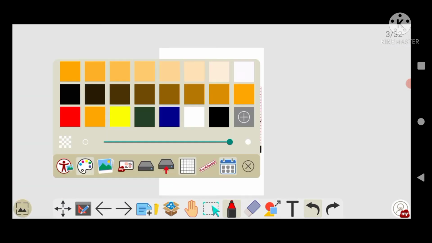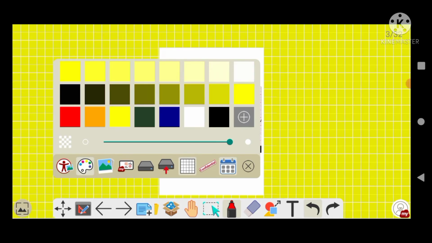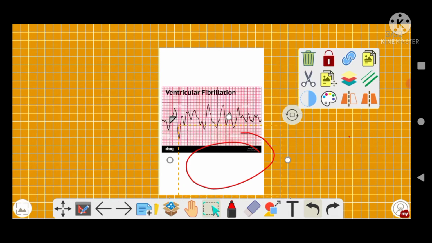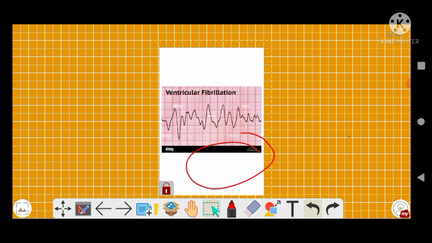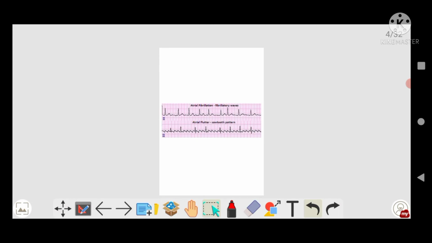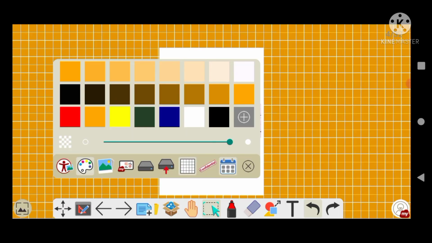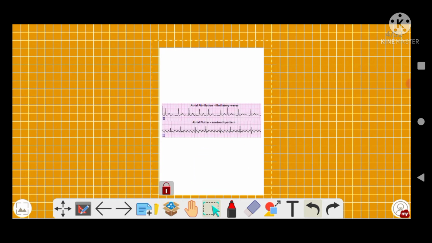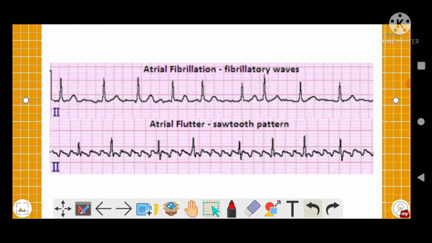Okay, not this one. Yes, one second guys. Okay, now see both the patterns. Now you can easily distinguish between atrial fibrillation and atrial flutter.